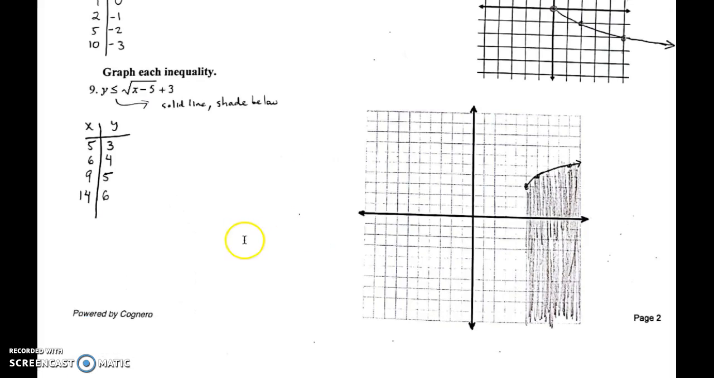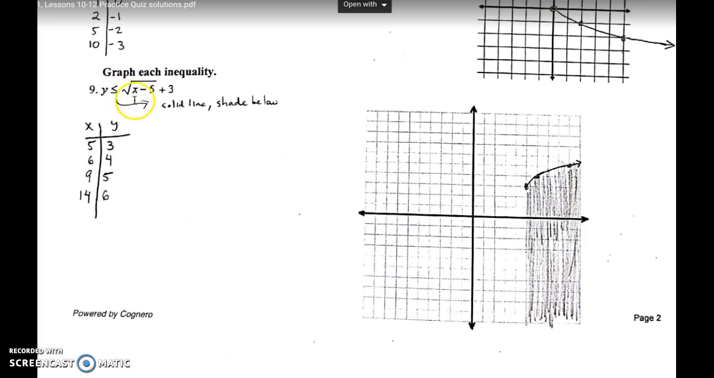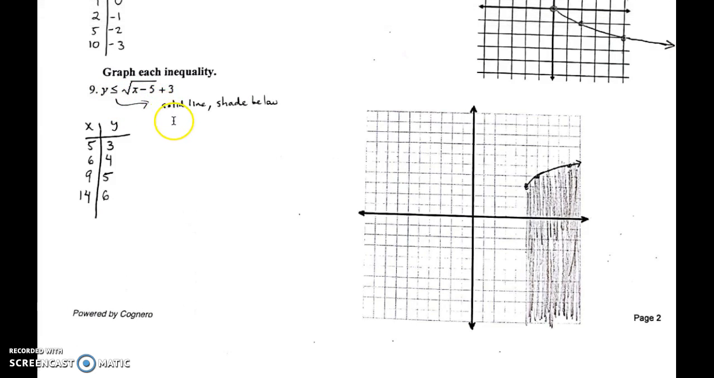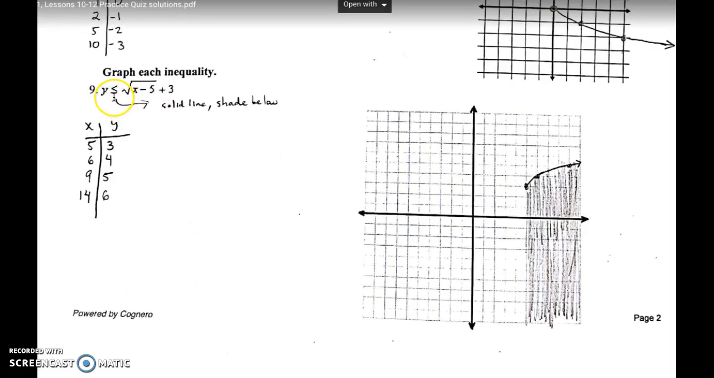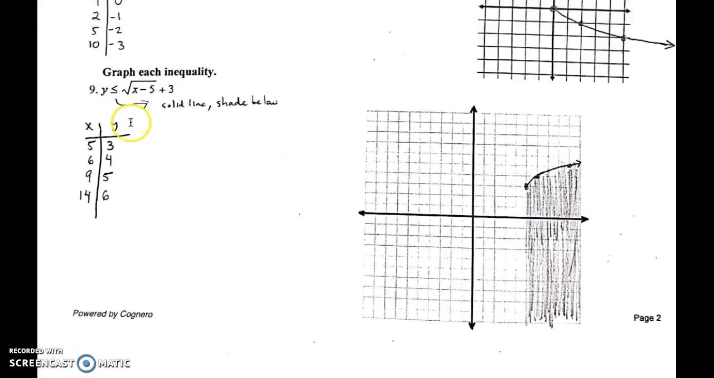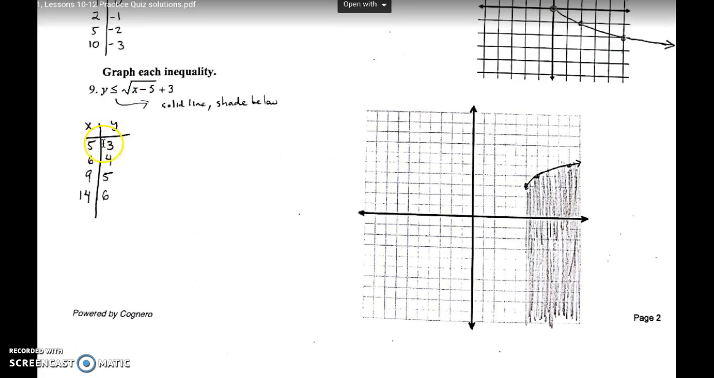Question 9, we have an inequality, but still a root function. So it says y is less than or equal to square root of x minus 5 plus 3. I pointed out, just to make sure I remembered when I graphed, that because of this inequality sign, I'm going to make a solid line because of the equal sign, and I'm going to shade below because it's less than. My shift is right 5, up 3, so that's my first point on my table.